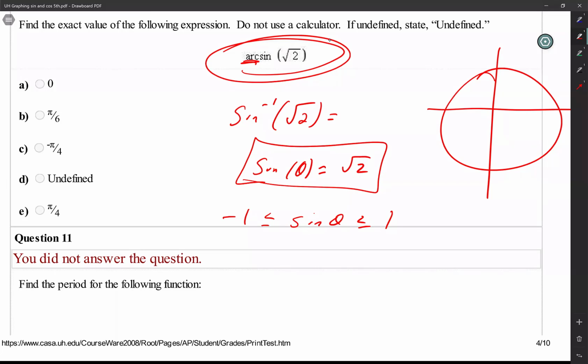Square root of 2 is a bigger number than 1, guys. So this is not possible. If you were to try to do it with a calculator, it would say error or undefined. Does everyone understand why? Yes. Okay, let's keep going.